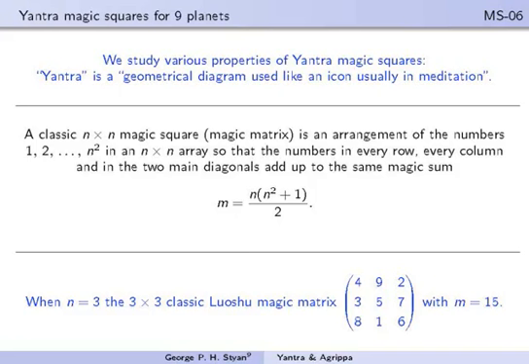A classic n by n magic square or magic matrix is an arrangement of the numbers 1, 2 up to n squared in an n by n array so that the numbers in every row, every column, and in the two main diagonals add up to the same magic sum M equal to n times (n squared plus 1) over 2. When n is equal to 3, the 3 by 3 classic Luoshu magic matrix is 492, 357, 816 with magic sum M equal to 15.